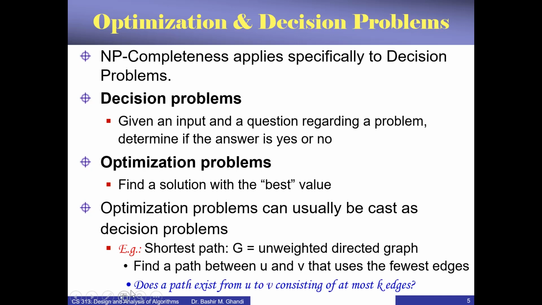Like this. We can say, does a path exist from U to V consisting of at most k edges? Of course, the answer to this question will be yes or no. Okay, so you will try to find the shortest path, count the edges that you get, and see whether it is not more than k. Yeah, so although as we shall see, NP problems are mainly decision problems, even optimization problems can actually be cast in a way that we can try to see which class of NP it belongs to.